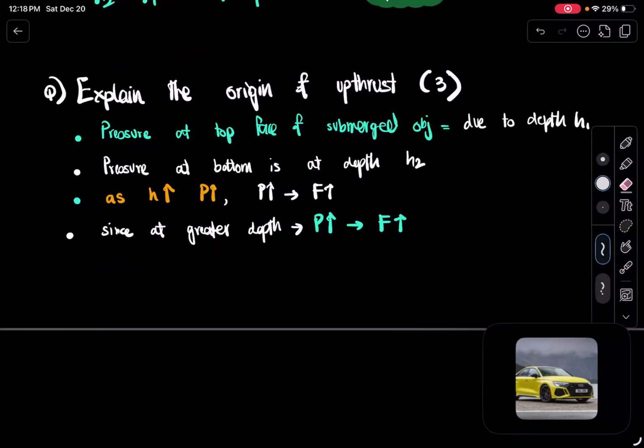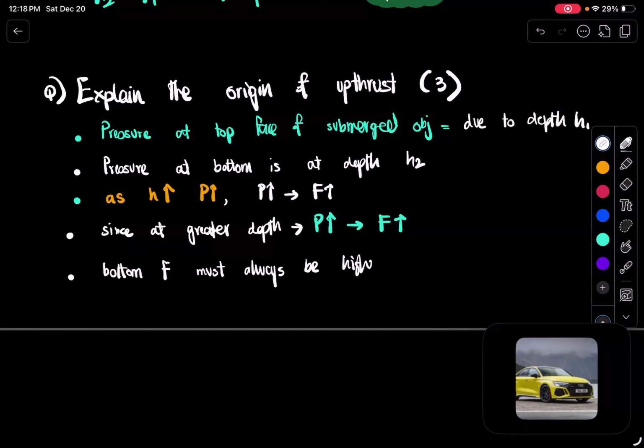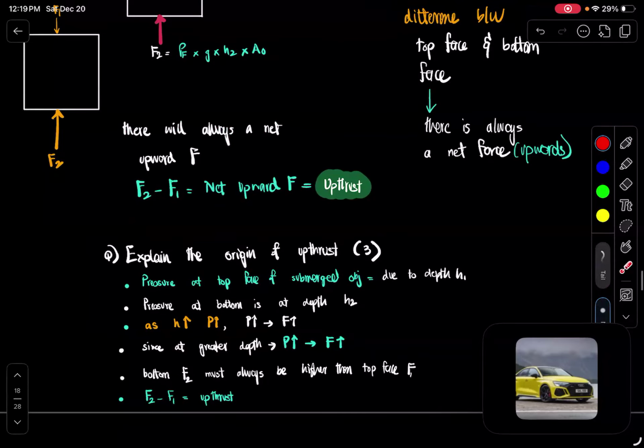So this means the bottom force must always be higher than the top face force. If you take the resultant, subtracting the top force from the bottom force, the net force is equal to that value. So bottom F2 must always be higher than the top face F1, which means F2 minus F1 is equal to the upthrust. That is what upthrust is: there will always be an upward net force because of the pressure differences.